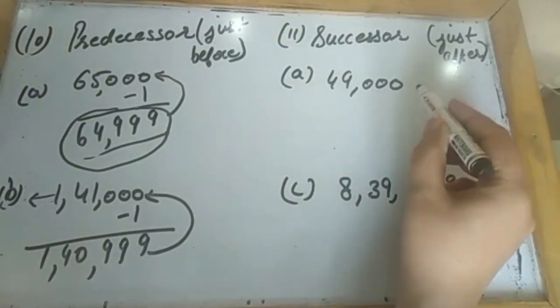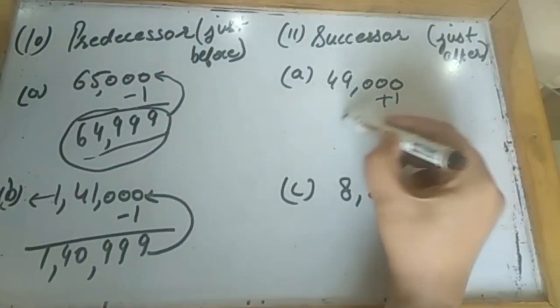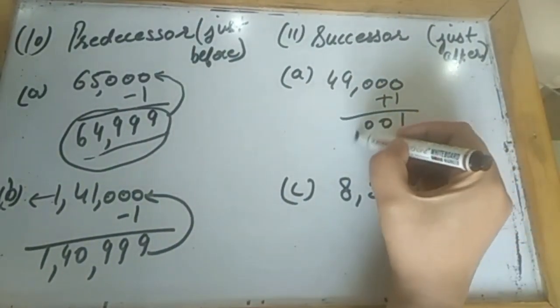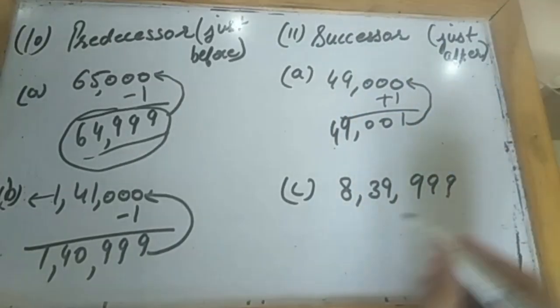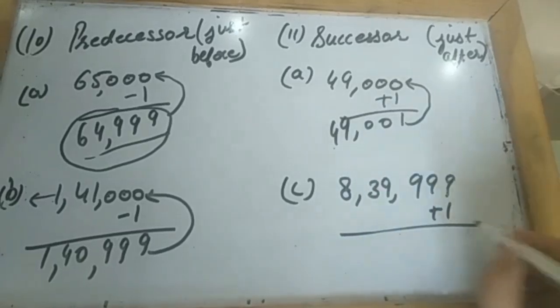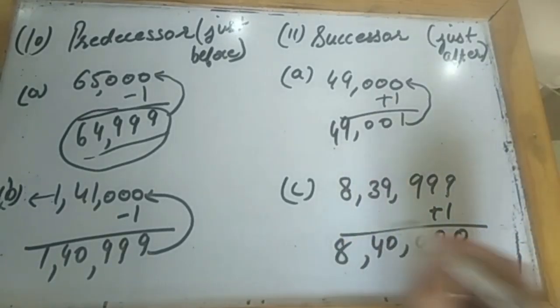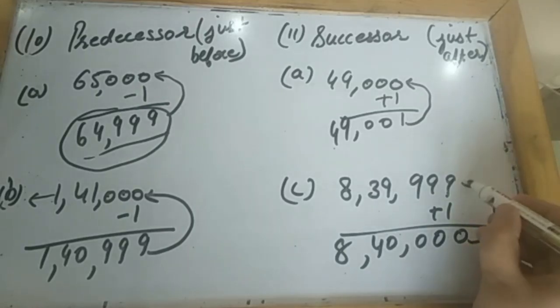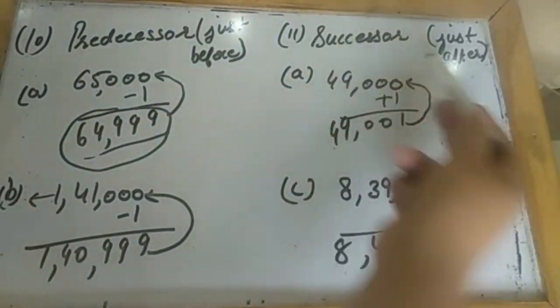Now when we have to find the successor of a number, the number just after, we add 1. So when you add 1, you get this. So this is the successor of this. So add 1 and you get this. So this number is the successor of this. So in order to find the predecessor, we subtract 1.